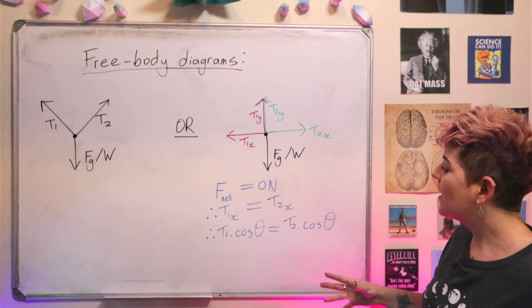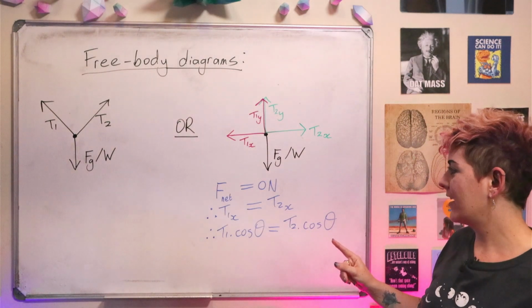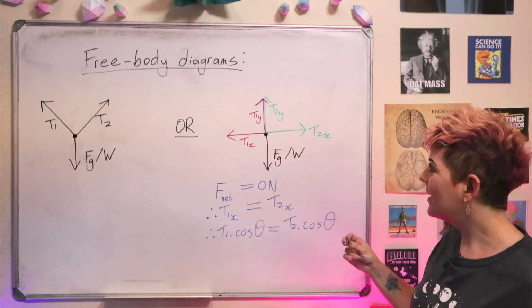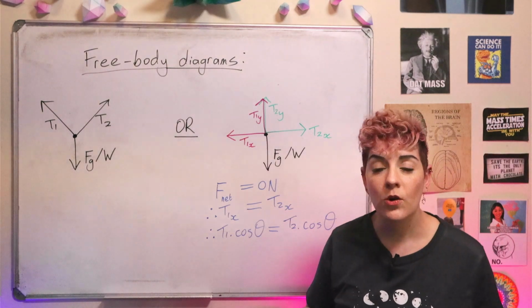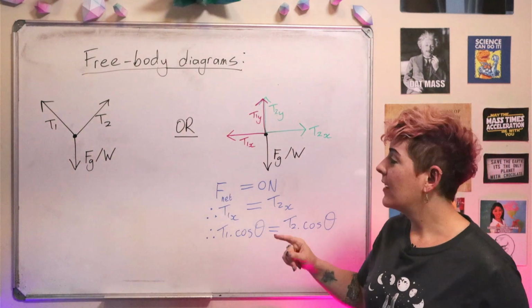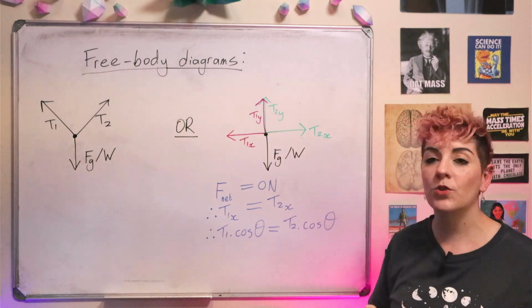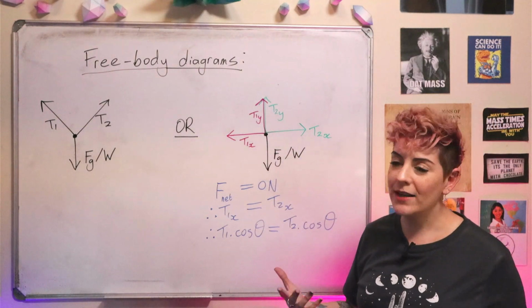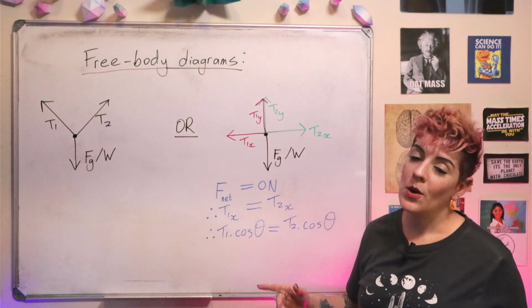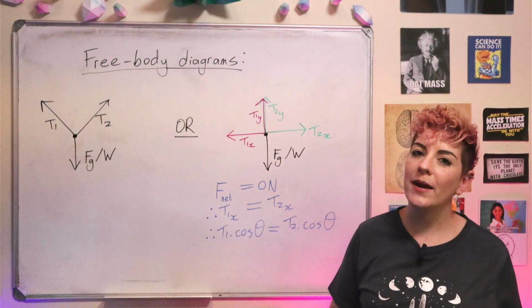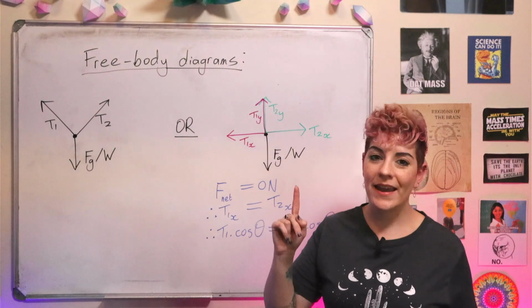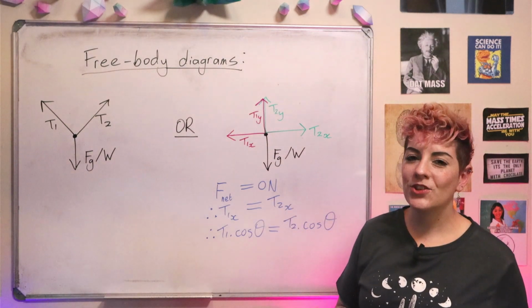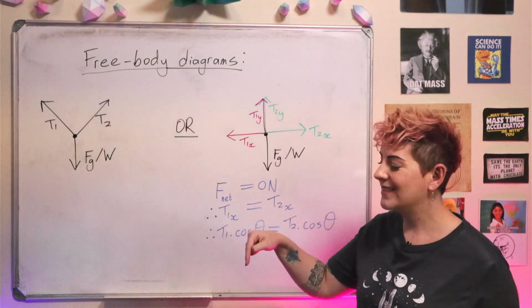Okay, so now what about the y direction? Well, in the y direction, it is not correct to assume that T1y and T2y are equal. They might be, but they don't have to be. But what is true for equilibrium is that all forces going up are equal in magnitude to forces going down.